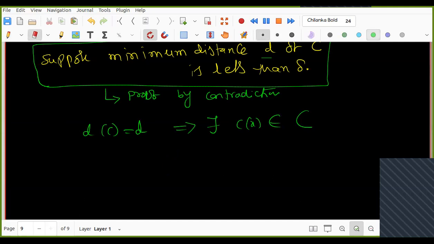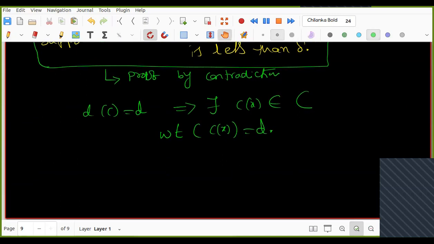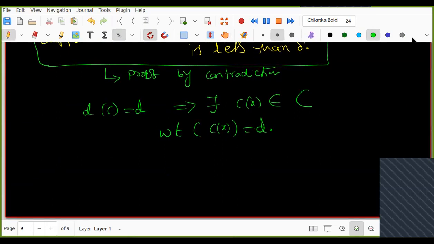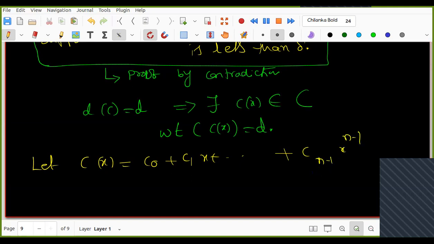Right? So the distance is d, which means at least one codeword will have weight equal to d. Am I correct? Yes, sir. Let C(x) equal c0 plus c1 x plus and so on, plus c(n-1) x^(n-1). Okay, I went up to this extent.